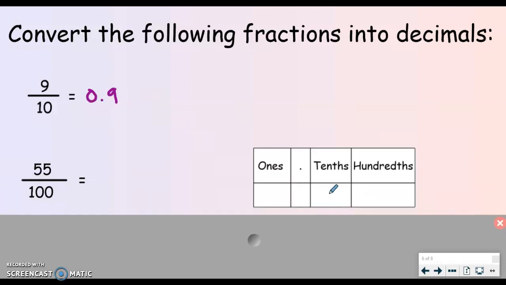On this one here, I included a place value chart. So go ahead, pause the video. How would you write this fraction here as a decimal?